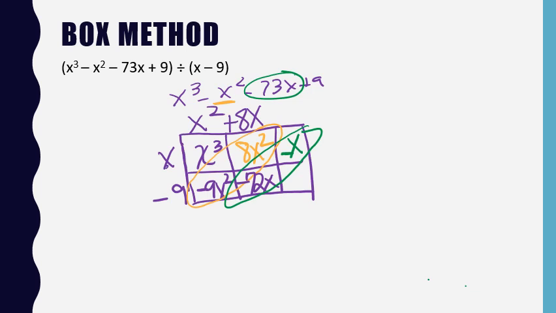And then to get my final term, what do I multiply x by to give me negative x? And that would be negative 1. And then if I multiplied, this would give me positive 9, which is our last term. So we're done. When you divide, you get x squared plus 8x minus 1. So we're basically taking the box method that we learned for multiplying, and we're doing it in reverse. Look, those are kind of Mardi Gras colors.